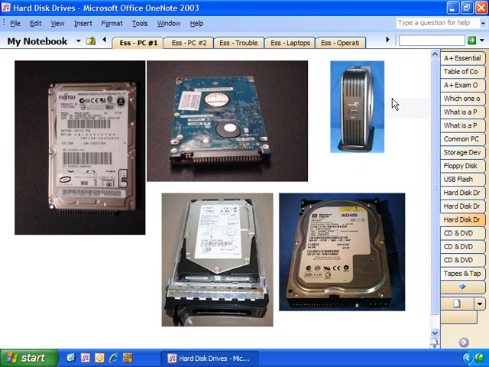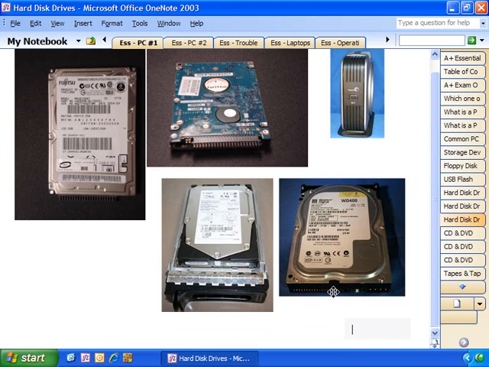This is an example over here of an external USB drive that also has FireWire. So inside this case is a hard drive like this one down here, mounted with its own power supply, and then a USB interface or a FireWire interface. Down here, this is a typical internal hard drive that you would mount inside your computer. Notice on the back here, it's got an interface connector, and then it's got a Molex power connector over here. We'll talk more about those power connectors.